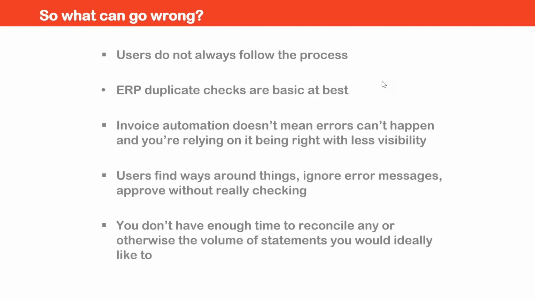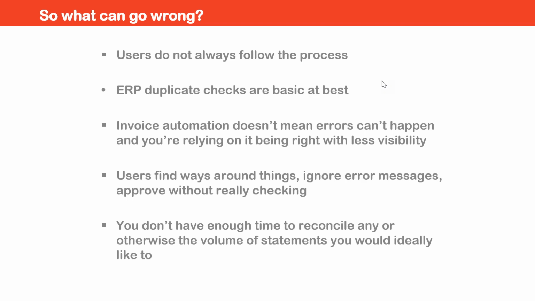ERP duplicate checks are very, very basic at best. They expect everything to be the same in order to flag up a duplicate. But as we all know, you have multiple vendor accounts for the same vendor. You can get invoice numbers wrong where users are lazy and it's INV1234, they don't bother with the INV. And then you can end up with another user, doing it properly, and you can get lots of duplicates in the system. So ERP duplicate checks are basic at best.